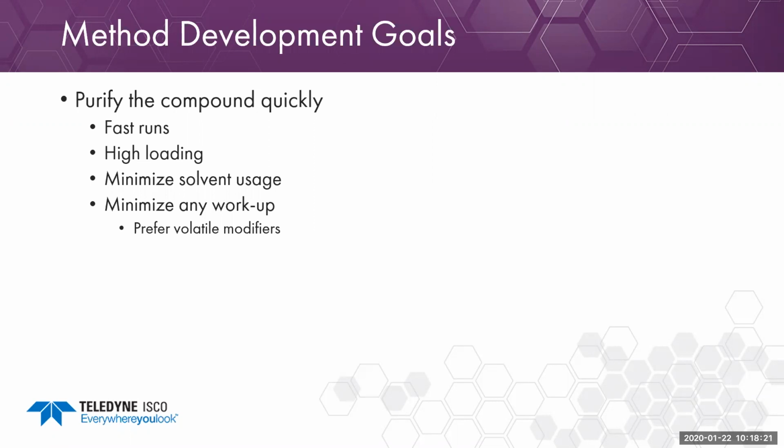This also allows us to minimize solvent usage by using an optimal method, because we can minimize the time of the method to allow baseline resolution. So we just need a baseline resolution to get separation. We don't need the extra gap in between compounds eluting. We don't gain anything by that because it's just clean solvent, basically. It also minimizes any workup from our fractions. So you prefer to use volatile modifiers that you can evaporate quickly.